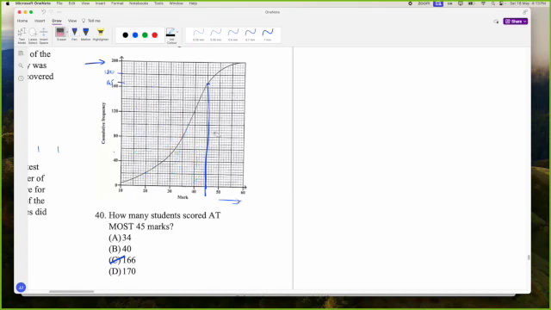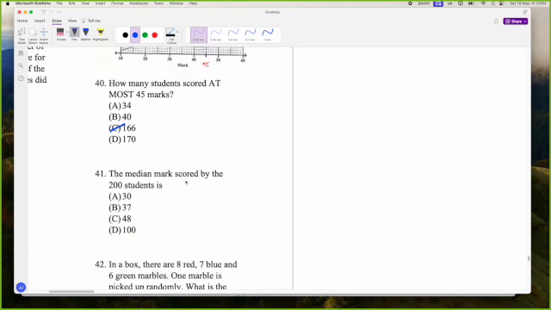If they had said at least, that would be a different story. At least 45 would have meant that they scored 45 or more. So it would have been these students here, which would have been 200 minus 166, which would be a little bit of students. All right, so be careful with those words.